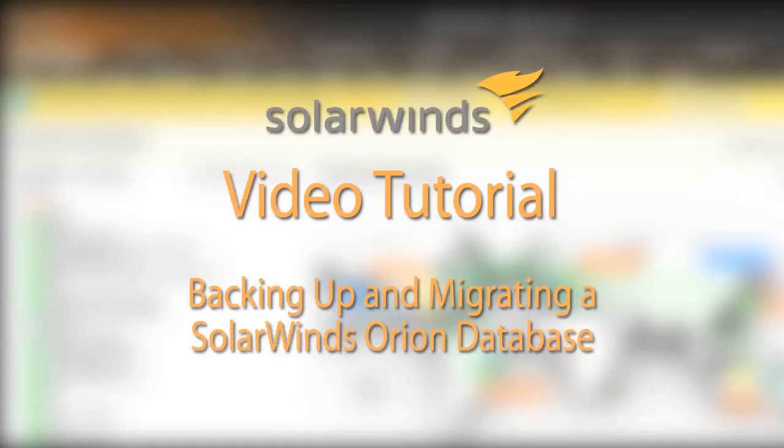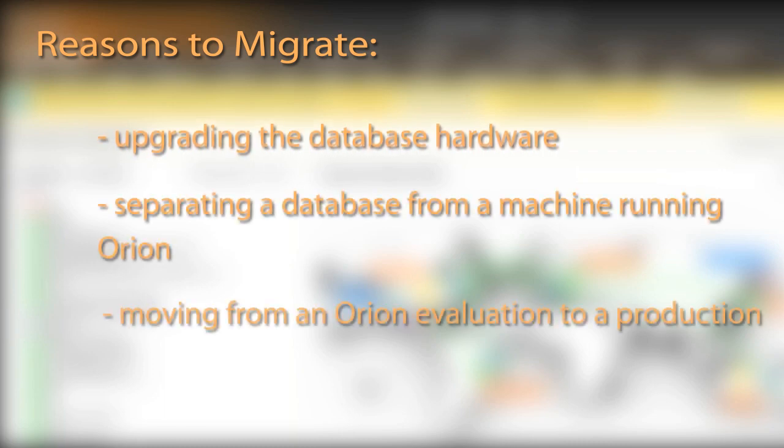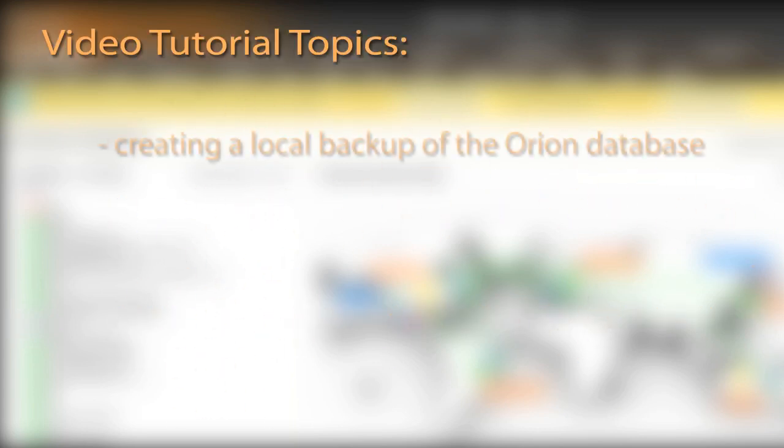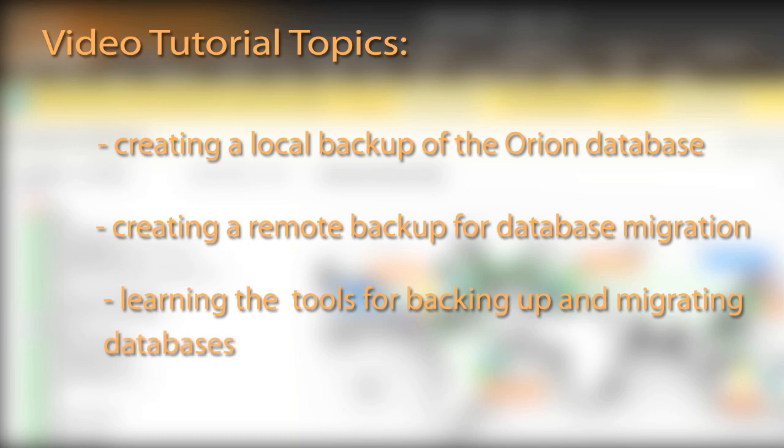In this tutorial we'll look at migrating an NPM database. You may find the need to move or migrate your database when you are upgrading the database hardware, separating the database from a machine running Orion, or moving from an Orion evaluation database to a production database. We'll take a look at how to create a local backup of the Orion database, how to create a remote backup for database migration, and the tools used for backing up and migrating databases.